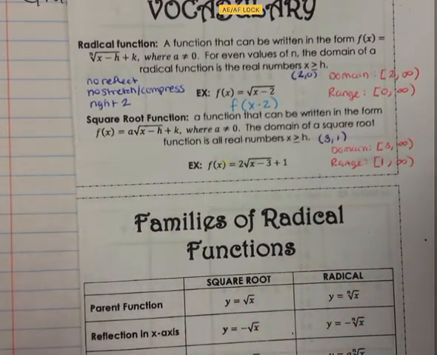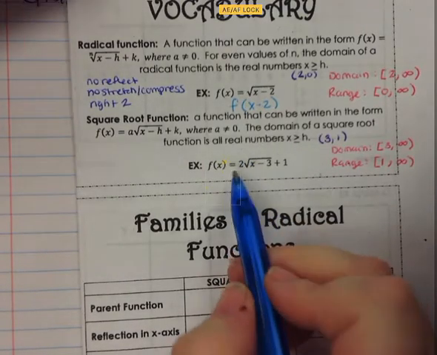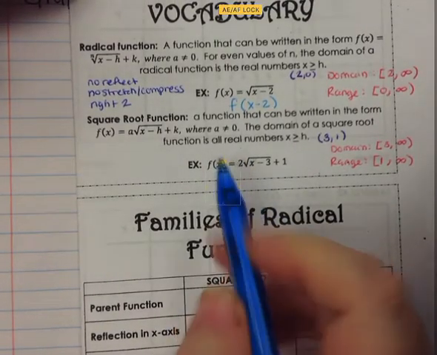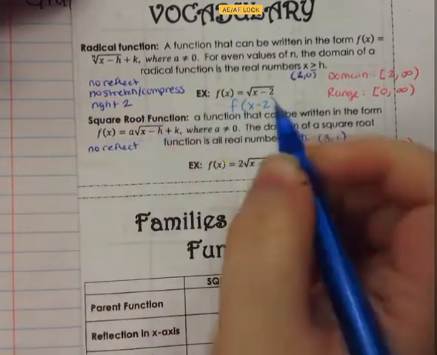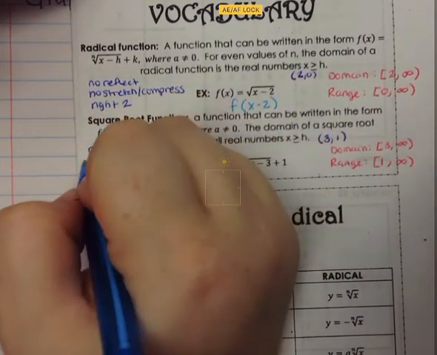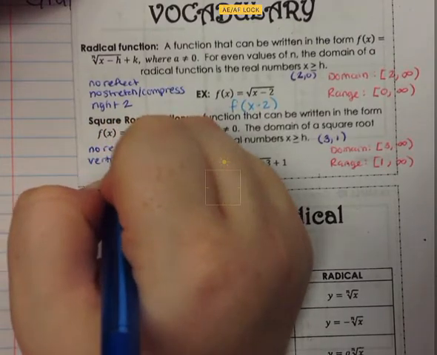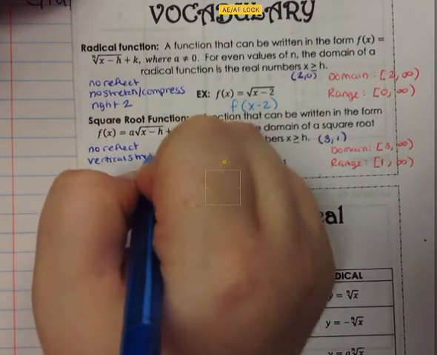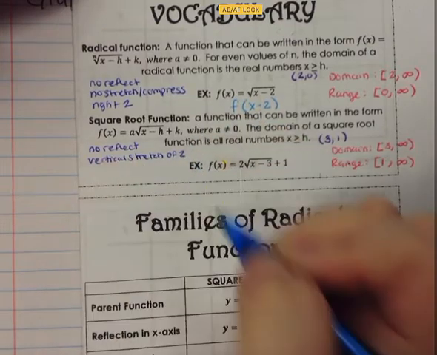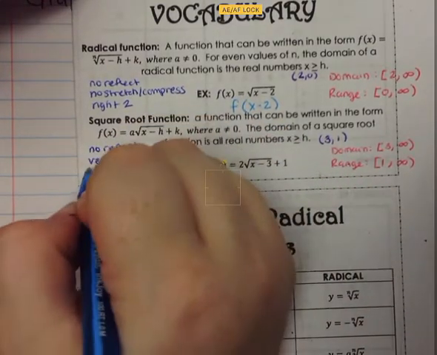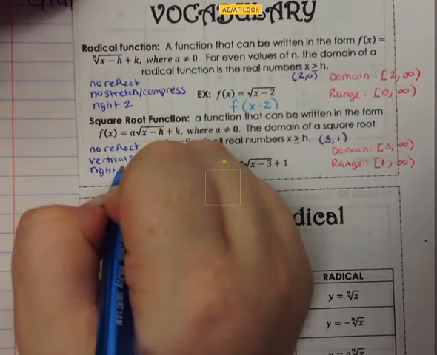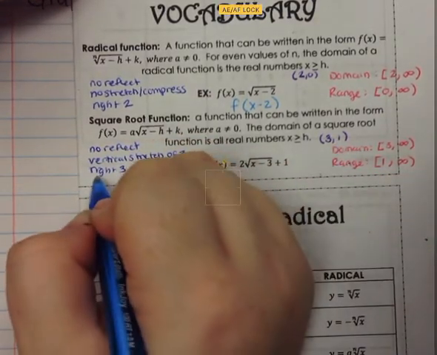So our transformations here: because a is positive, that tells us there is no reflect. Our a is 2, that means we're going to have a vertical stretch of 2. And because our key point was at 3, we're going to go right 3. But then we're going to go up 1.